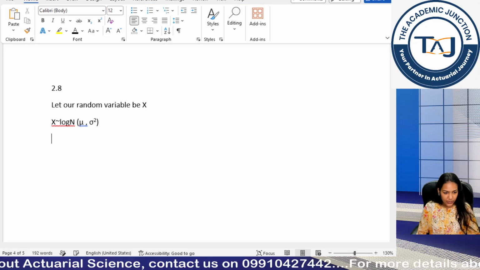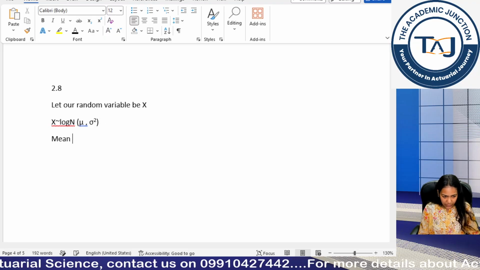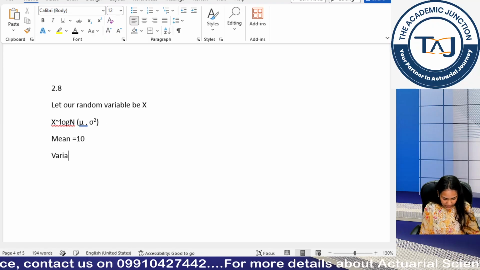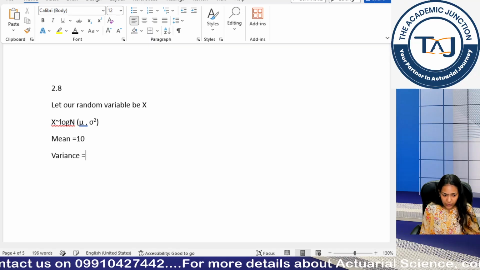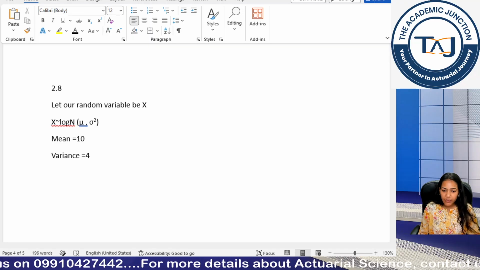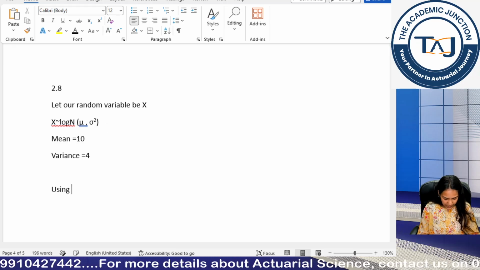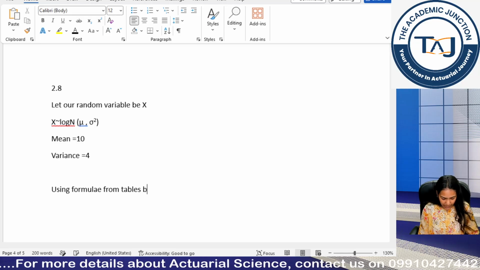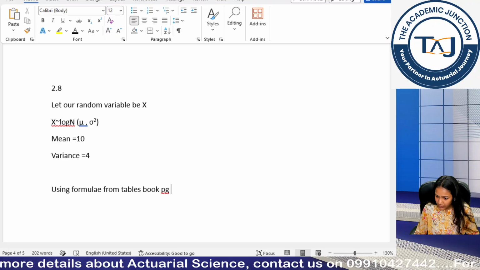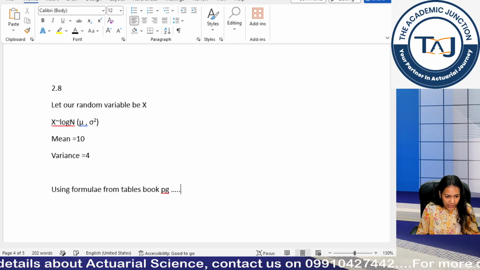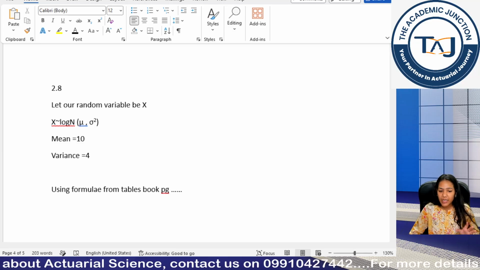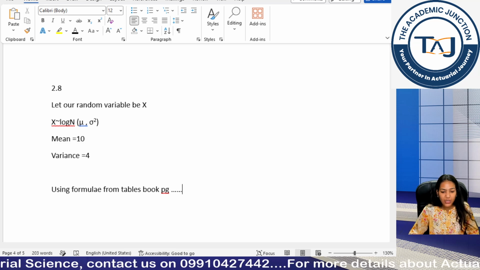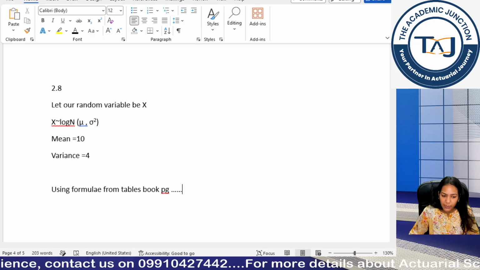ठीक है, ब्रैकेट्स क्लोज. Now we have been given that mean is equal to 10 and variance is equal to 4. So we would use the formula simple. So let's write using formulae from tables book page whatever it is. Look, IFOA asks for minimum level of referencing to the tables book, so make sure you remember these references or you are using these references looking at the table book itself.